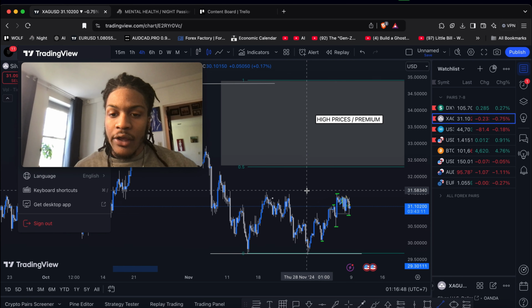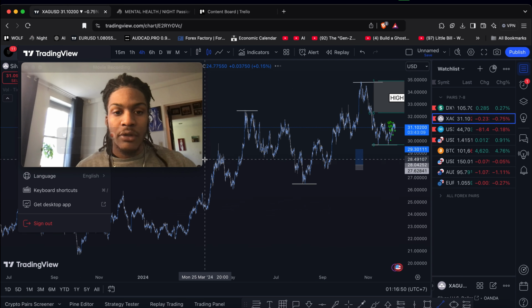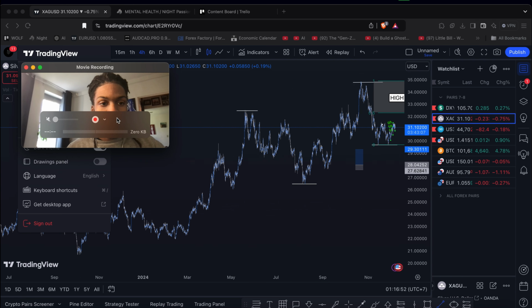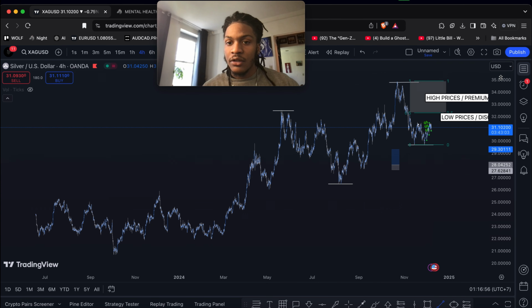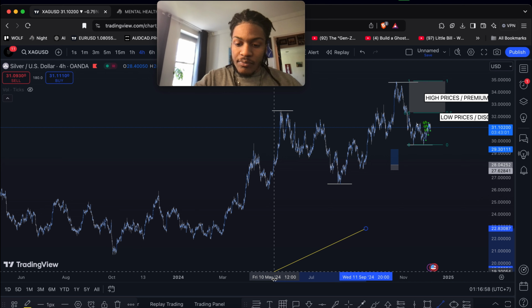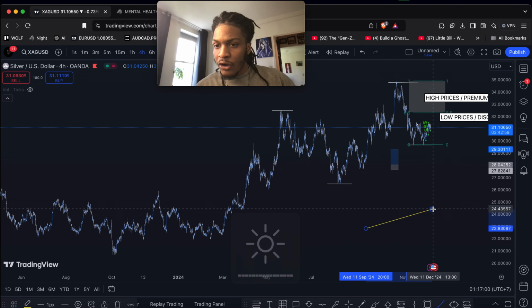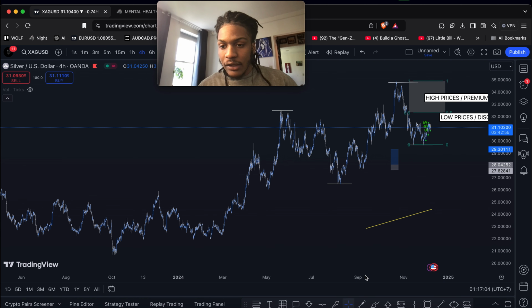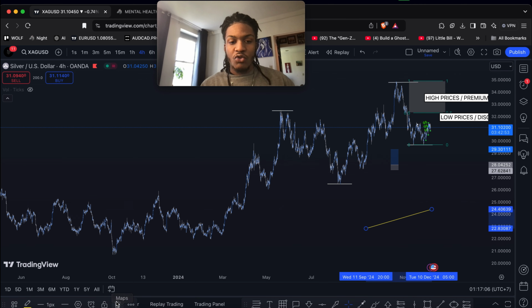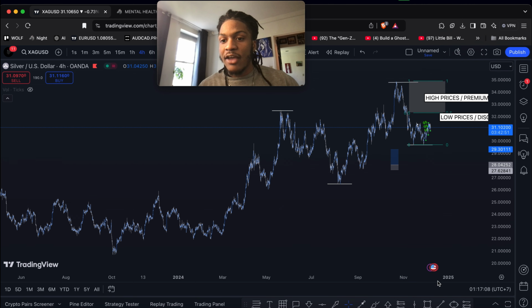Right now, if you look at the screen, you can see that, I know it's kind of messy, but there are 4 white lines. And those 4 white lines represent my market structure, slash, the trend.